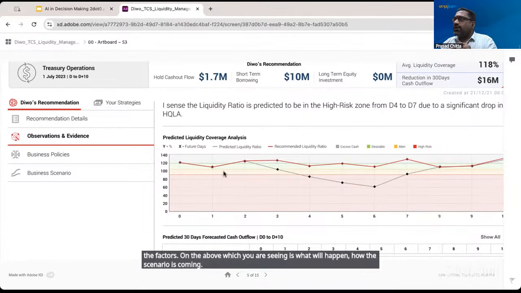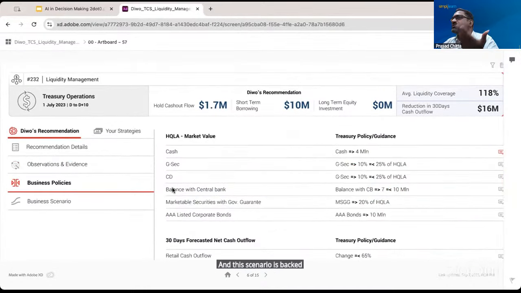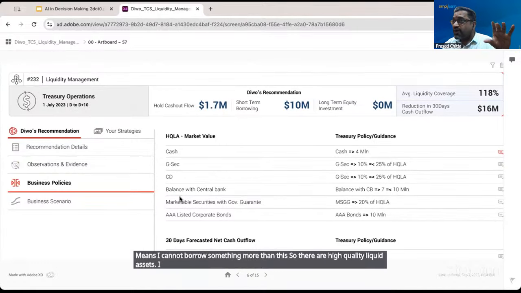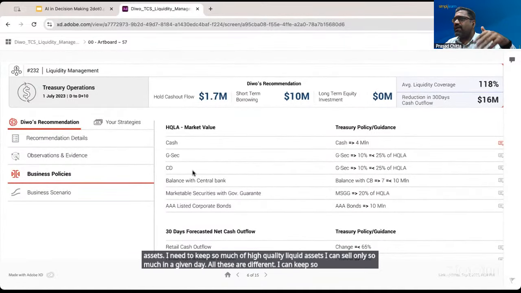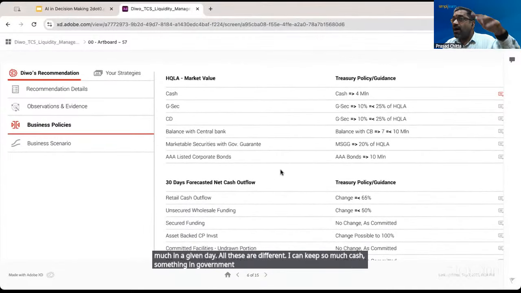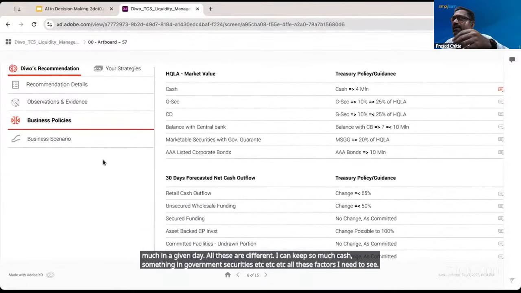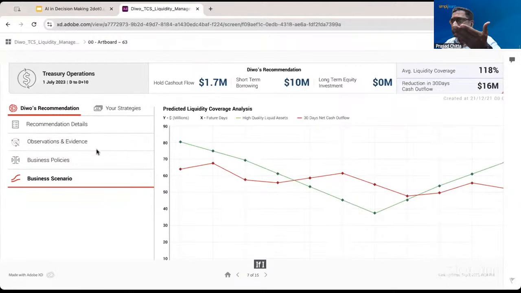And this scenario is backed by a set of business policies. It means I cannot borrow more than this. There are high quality liquid assets, and I need to keep so much of them. I can sell only so much in a given day. I can keep so much cash, something in government securities, and so on. All these factors I need to see if I am taking a decision.